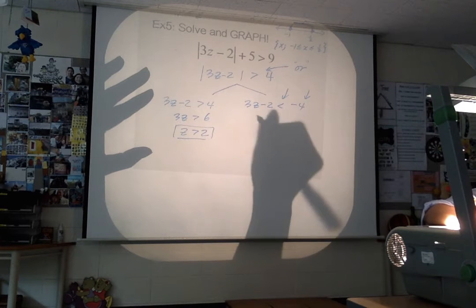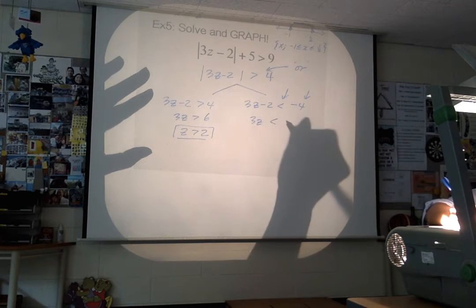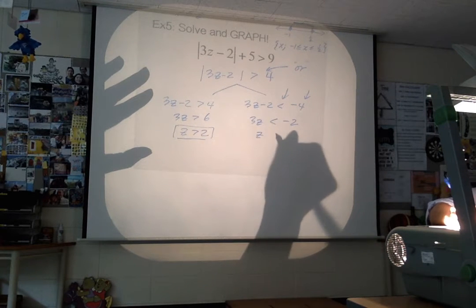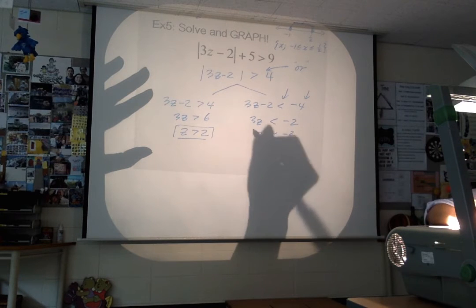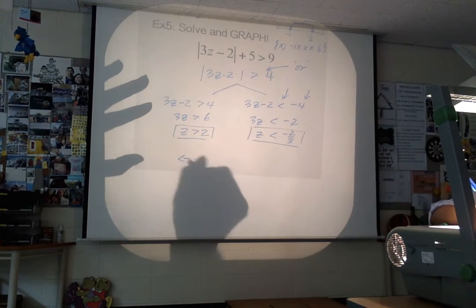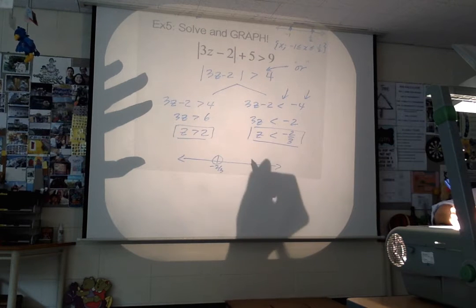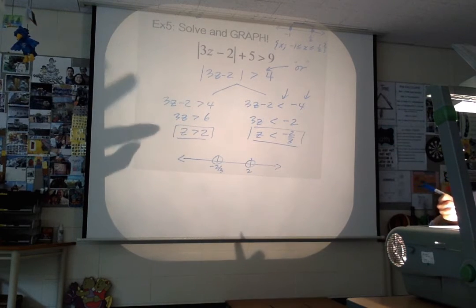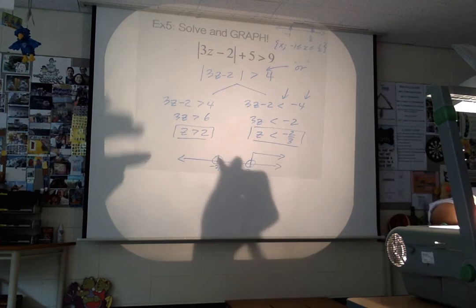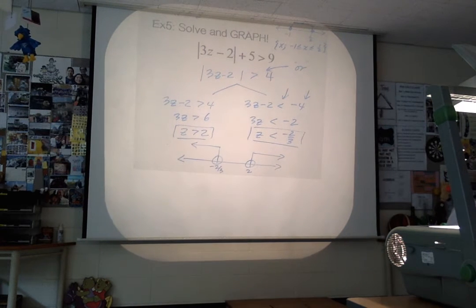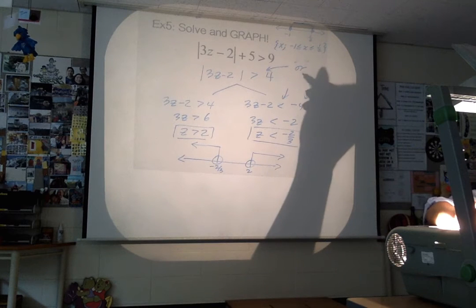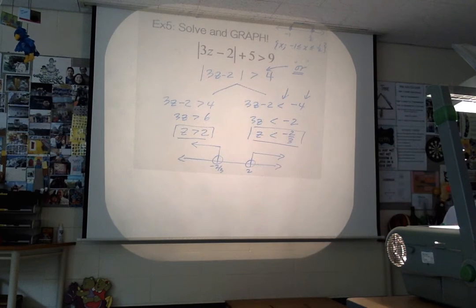Or, plus 2, 3z is less than negative 2. Z is less than negative 2 over 3. Let's graph it. Negative 2/3 is here, open circle. 2 is here, open circle. It's greater than 2. It's less than negative 2/3. It's an OR graph. It's satisfied. Make sure you digest that, okay? All right. You guys okay here?